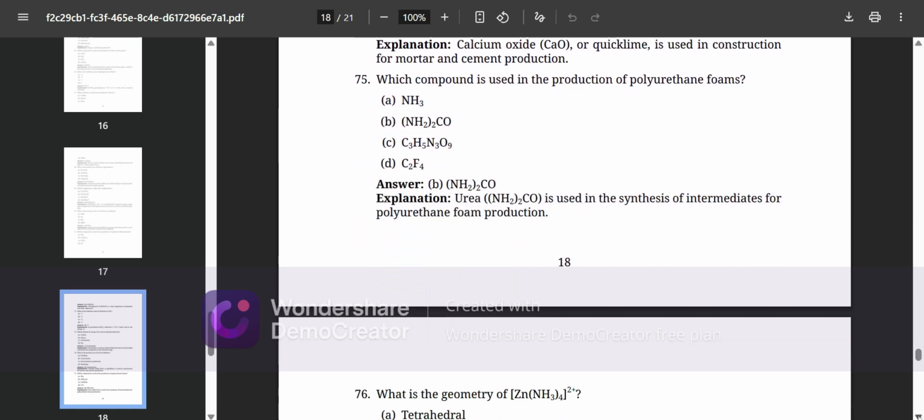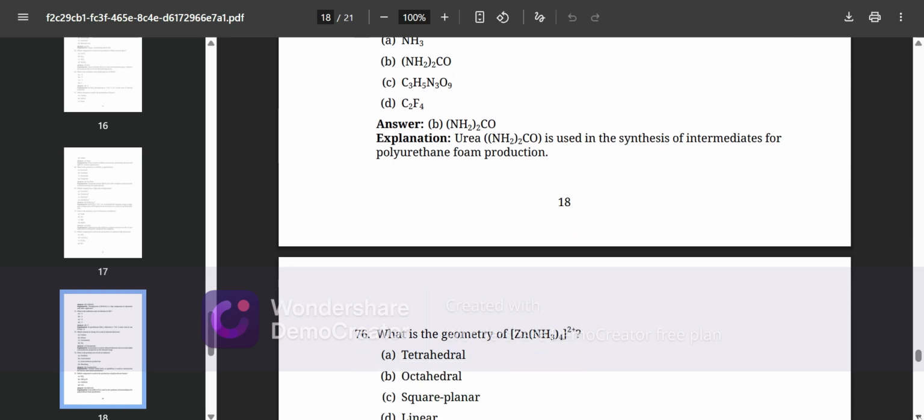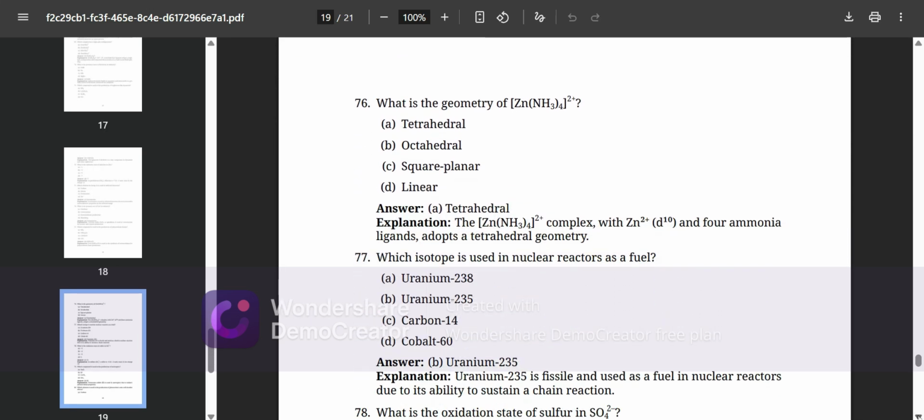Which compound is used in the production of polyurethane foams? (NH2)2CO. Urea, (NH2)2CO, is used in the synthesis of intermediates for polyurethane foam production. What is the geometry of [Zn(NH3)4]2+?